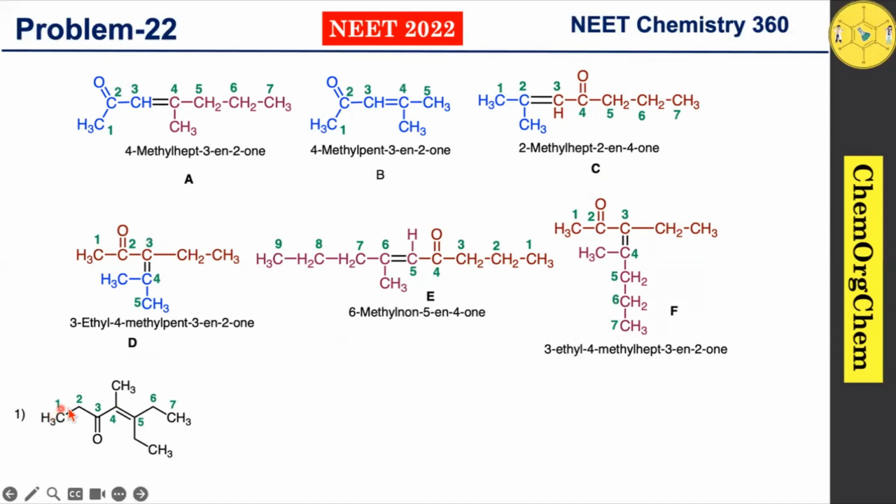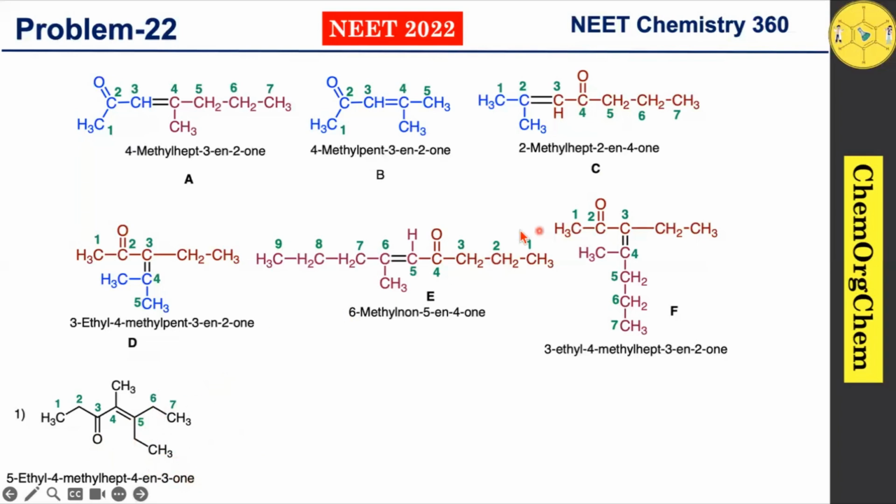So here you see, you just start the numbering and find the longest chain. So this is the longest chain, 7 carbon chain. Fourth carbon has methyl as well as alkene, third carbon has ketone, and fifth carbon has ethyl group. The name of the compound is 5-ethyl 4-methyl hept 4-ene 3-one.